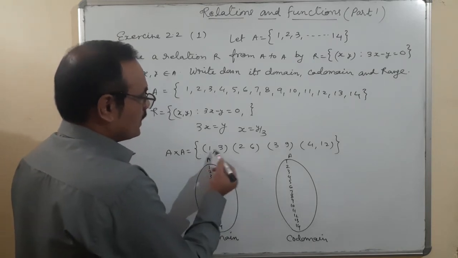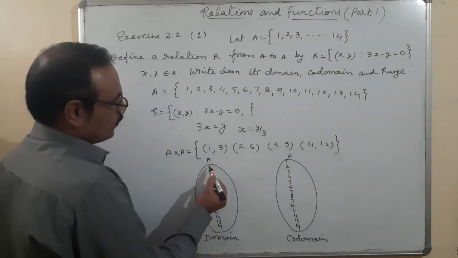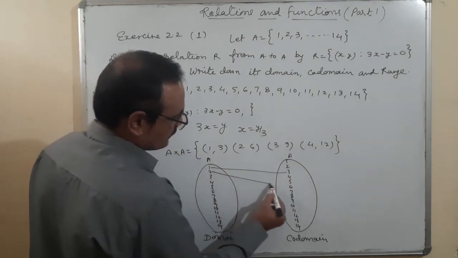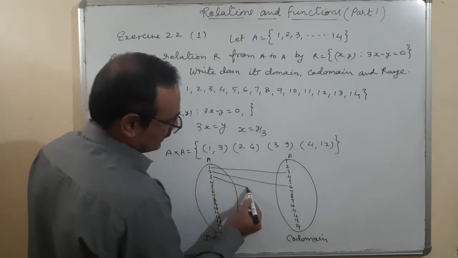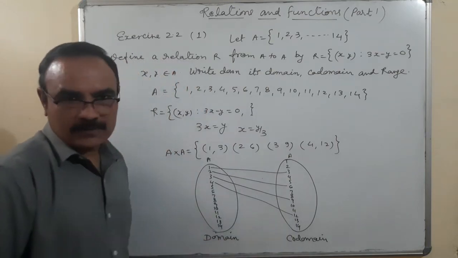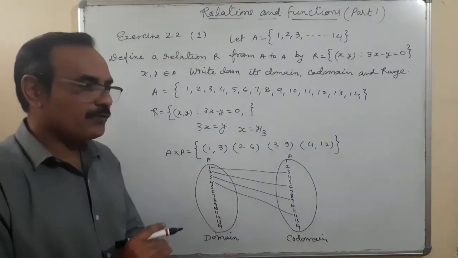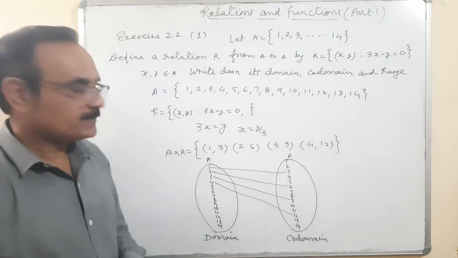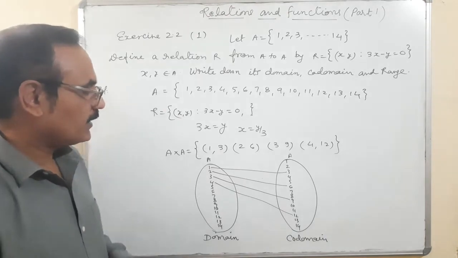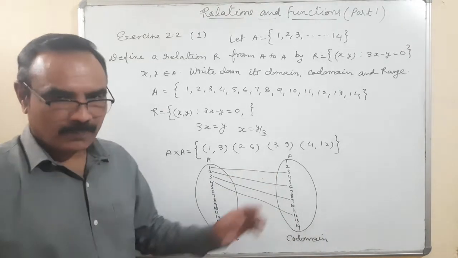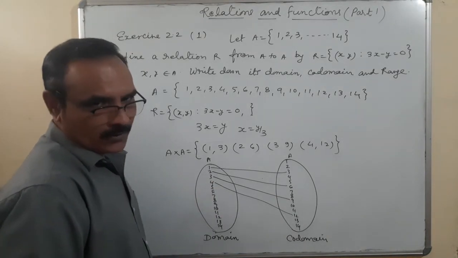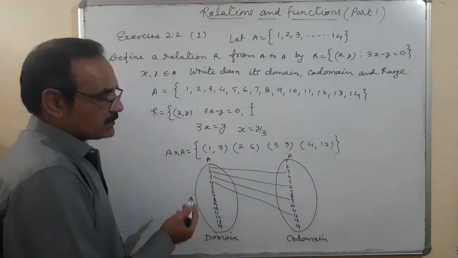Now let us see A. First elements 1, 2, 3, 4. 1 is related to 3, 2 is related to 6, 3 is related to 9, and 4 is related to 12. These are related only. So what is the domain of it? Domain is 1 to 14, it's the domain completely. By the way, the domain is where these elements are taken from: 1, 2, 3, 4. And the codomain, but that is done in the function.